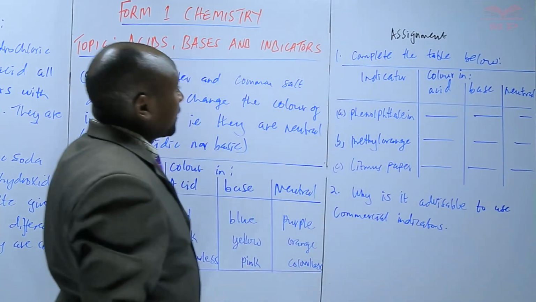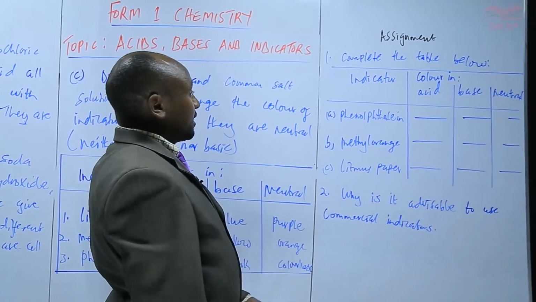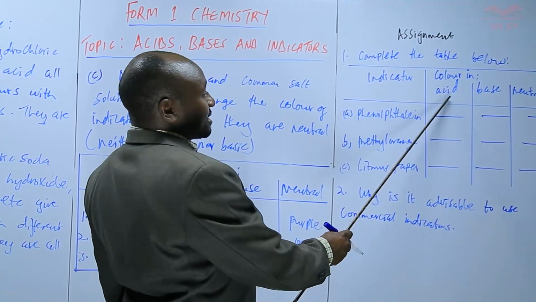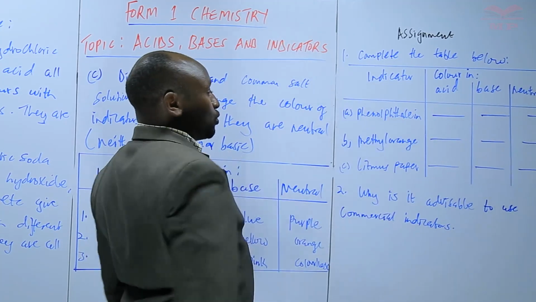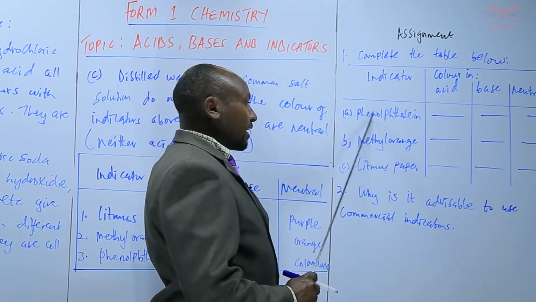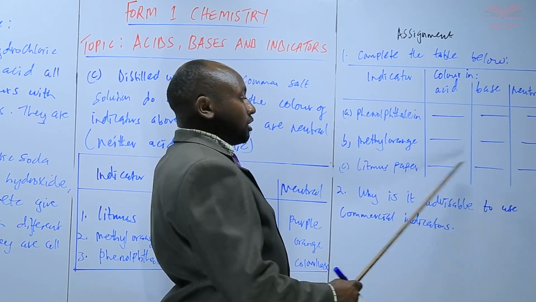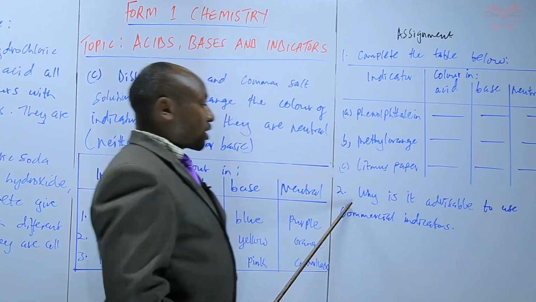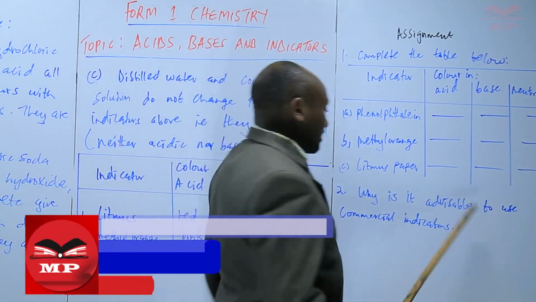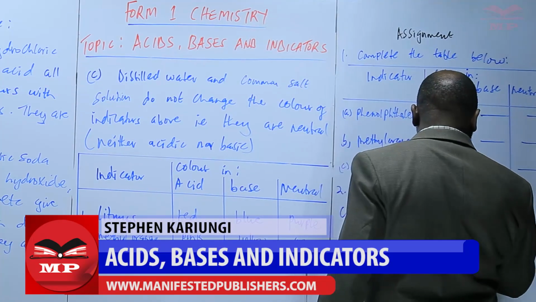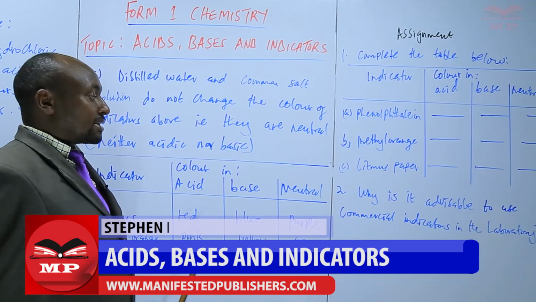So the first question, complete the table below: the indicator, the color it gives in an acid, the color it gives in a base, and in a neutral solution. So starting with phenolphthalein, methyl orange, litmus paper in each. And then question number 2, why is it advisable to use commercial indicators in the laboratory?